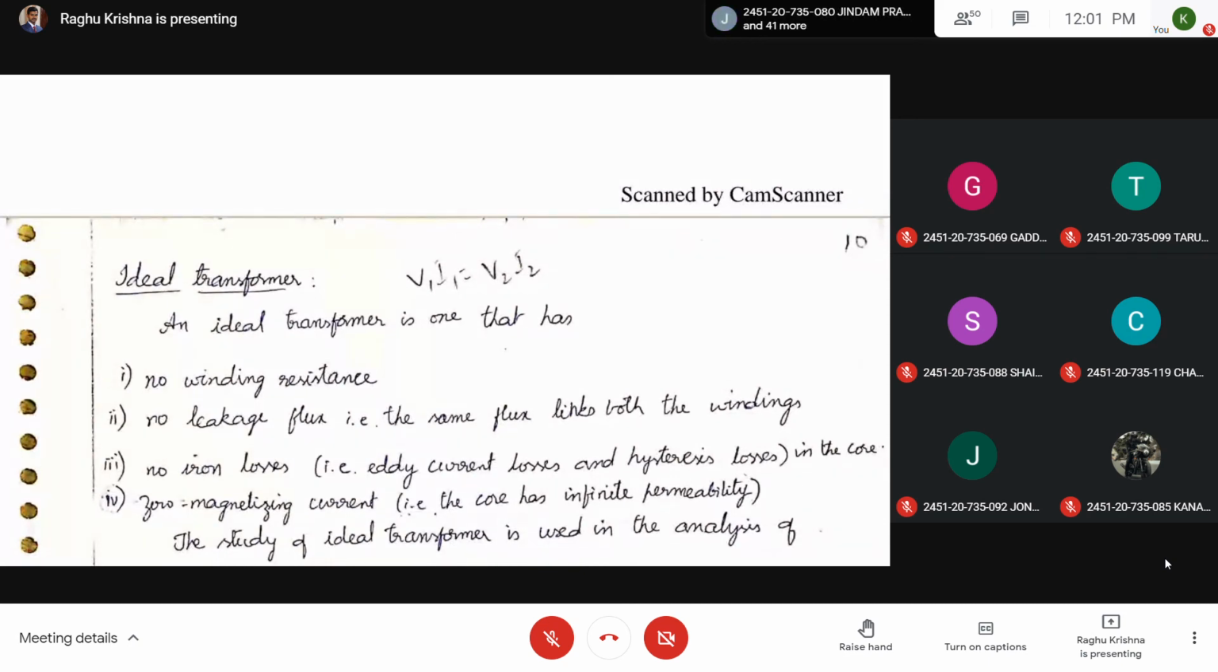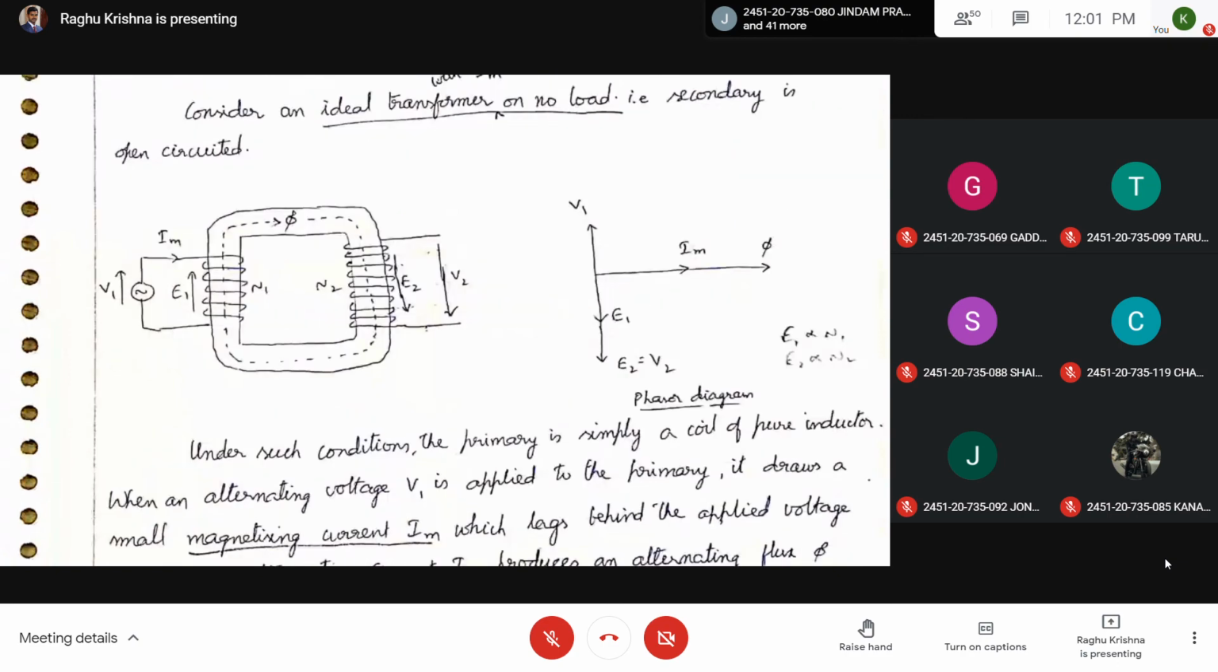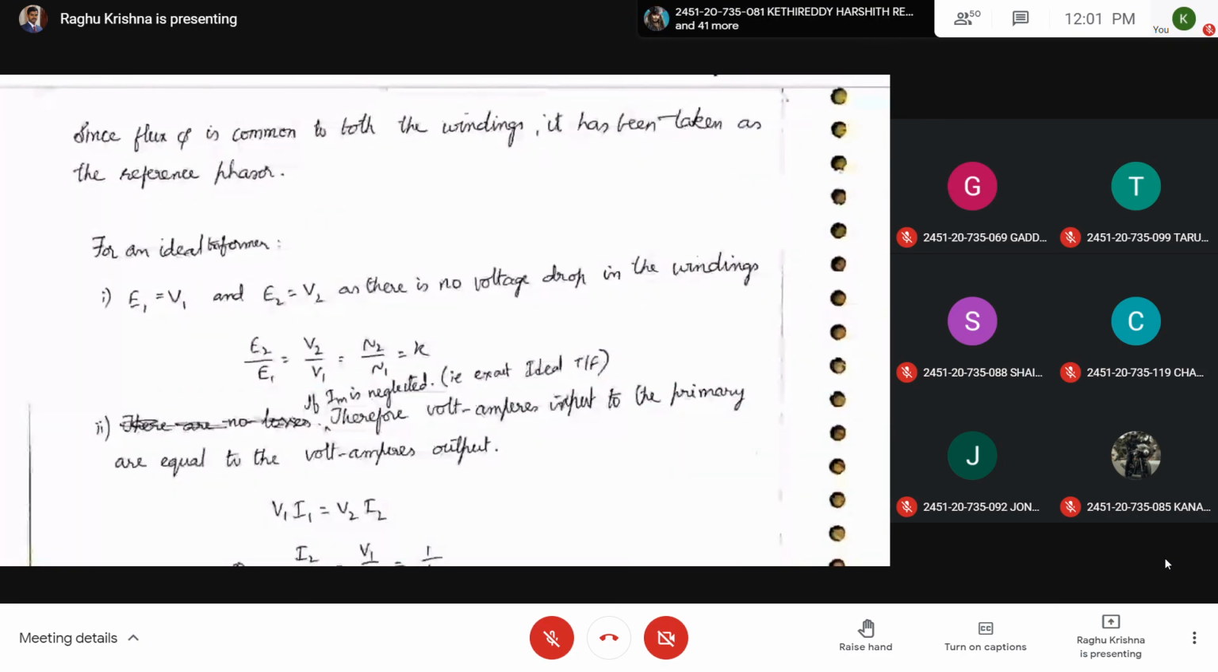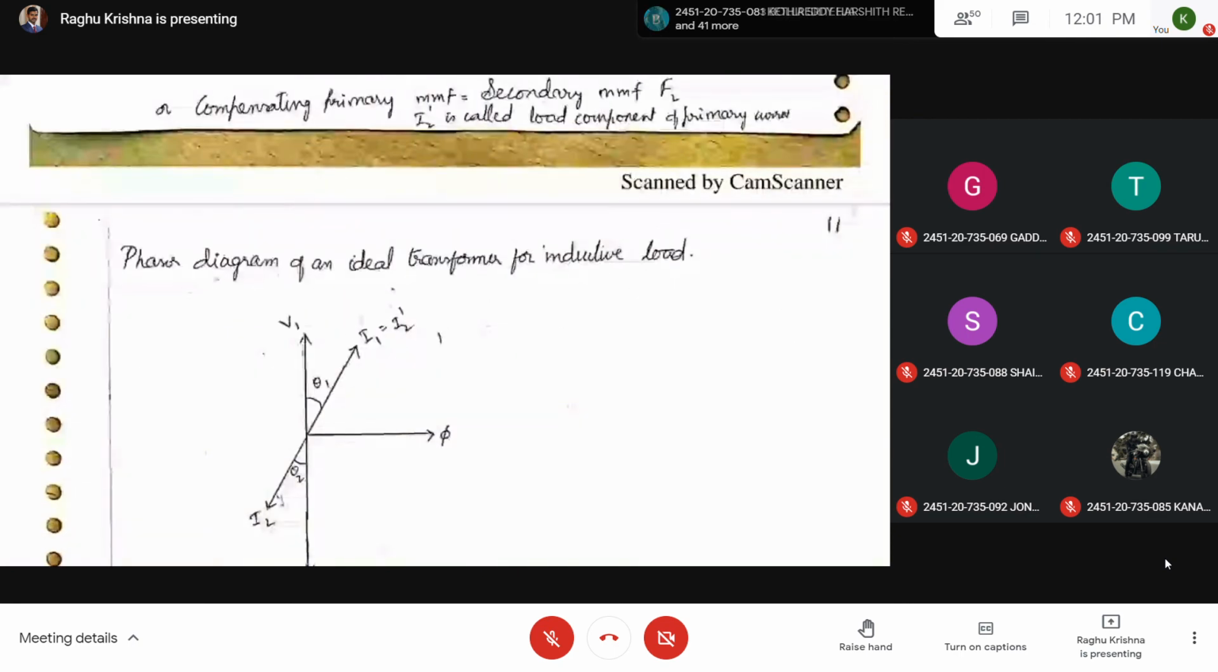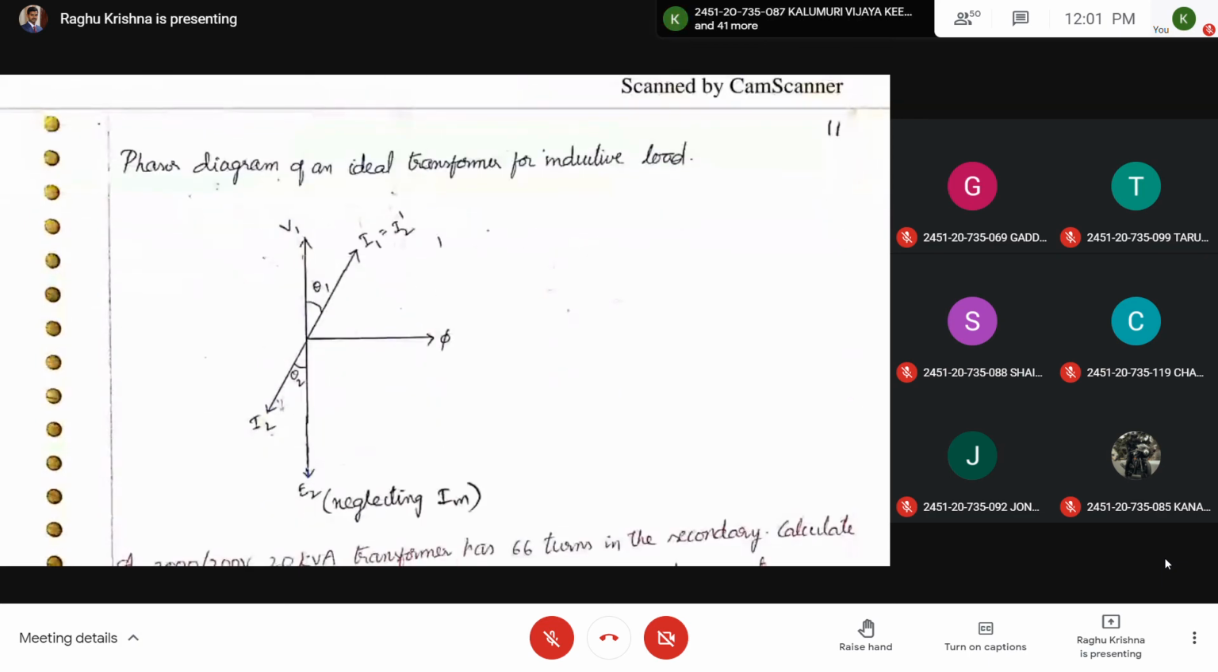So what are the losses? Draw the phasor diagram of an ideal transformer for inductive load. Here you can mention phi 1, theta 1 is equal to theta 2, and that is enough. Okay, so up to this you have to study the entire thing.